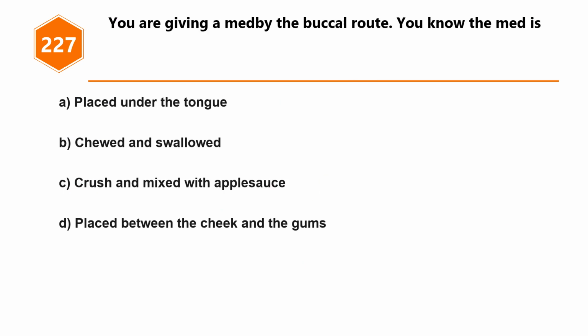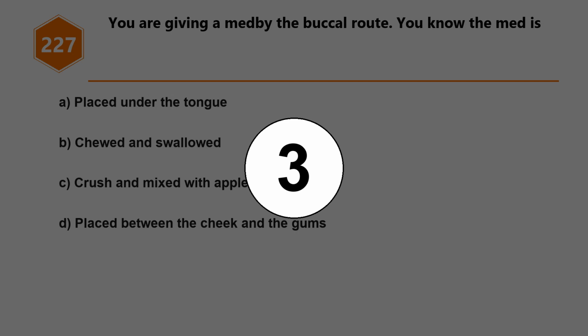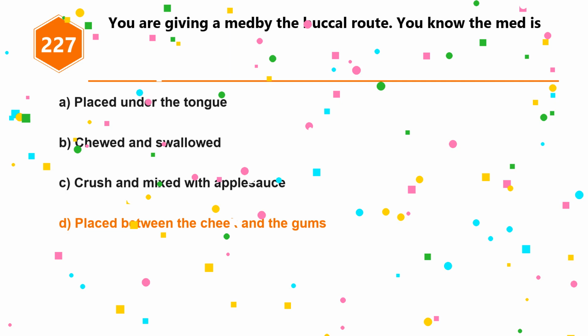Question 227. You are giving a med by the buccal route. You know the med is: Option A, placed under the tongue. Option B, chewed and swallowed. Option C, crushed and mixed with applesauce. Option D, placed between the cheek and the gums. The correct answer is option D, placed between the cheek and the gums.